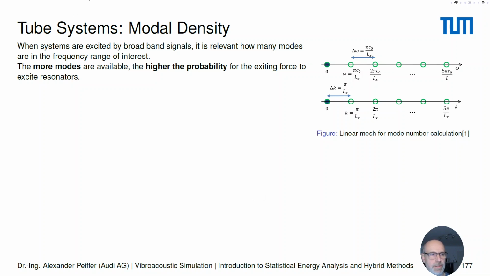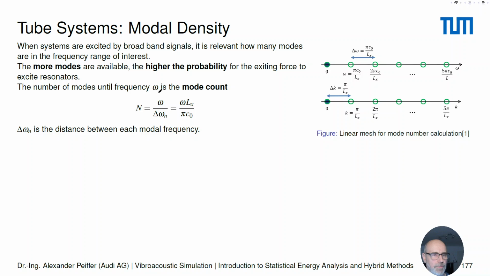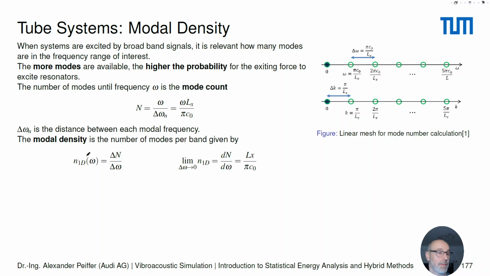And to calculate this modal system, we first of all start with a mode count. This is simply the number of modes that you have until a specific frequency. In our one-dimensional case, that's quite easy because you're just counting them on the frequency axis, and then you make a cut maybe here. And then you can easily count all the modes that are below this frequency. But much more important is the number of modes that you find in a specific band. And this is the so-called modal density.